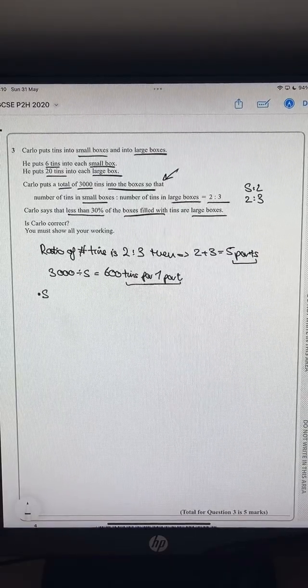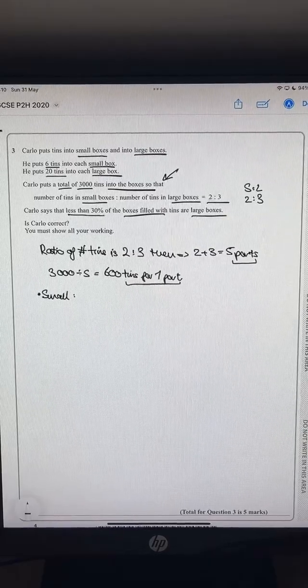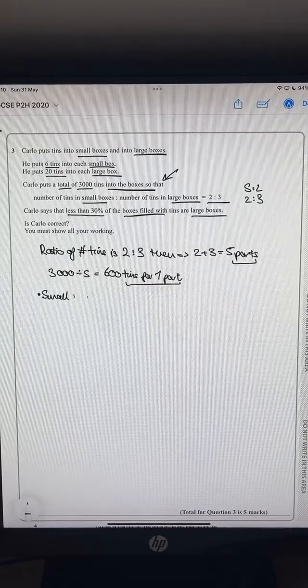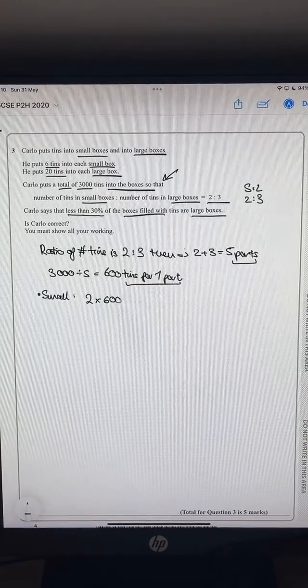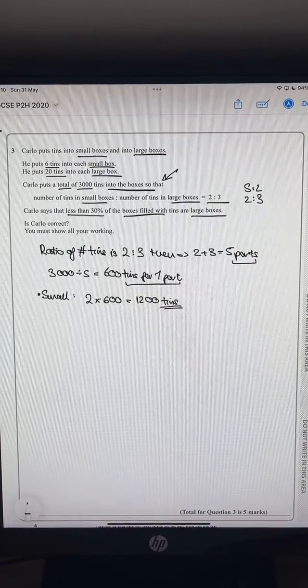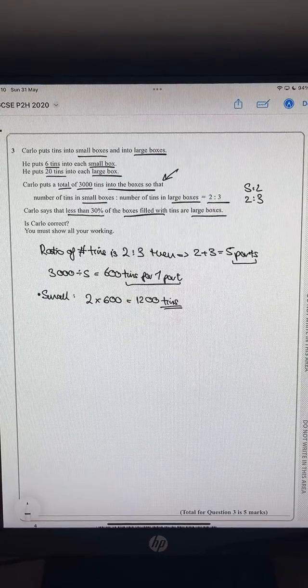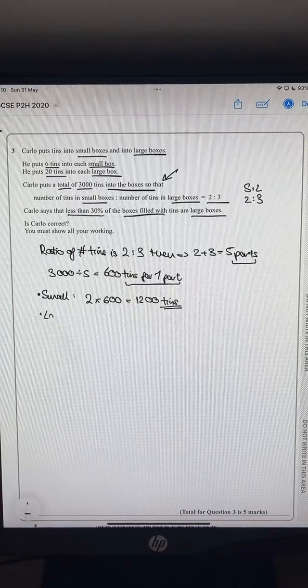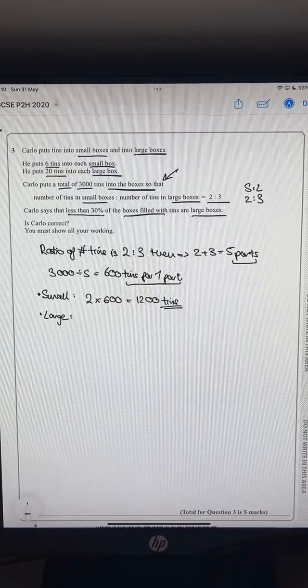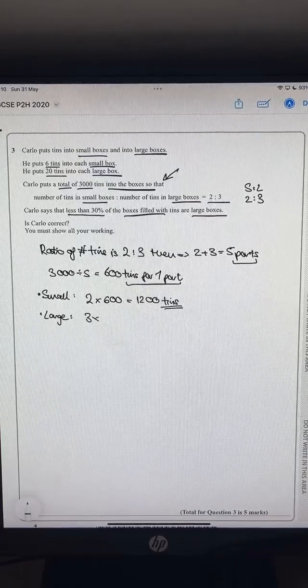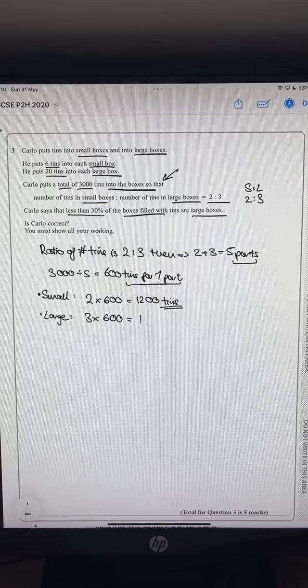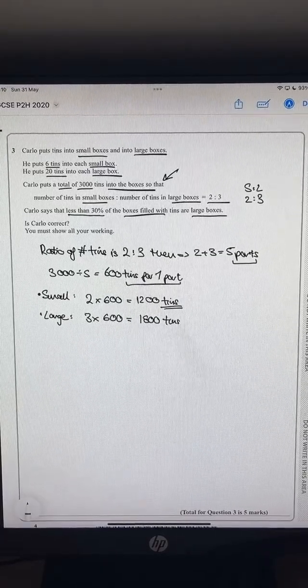For the small ones, we've got 2 parts in our ratio. So that's simply 2 times 600 equals 1,200 tins. Why is it tins? Because it's the number of tins in small boxes. That's exactly what we just found. Then the large one, how many parts do I have there? I've got 3 parts. So 3 times 600 is equal to 1,800 tins.